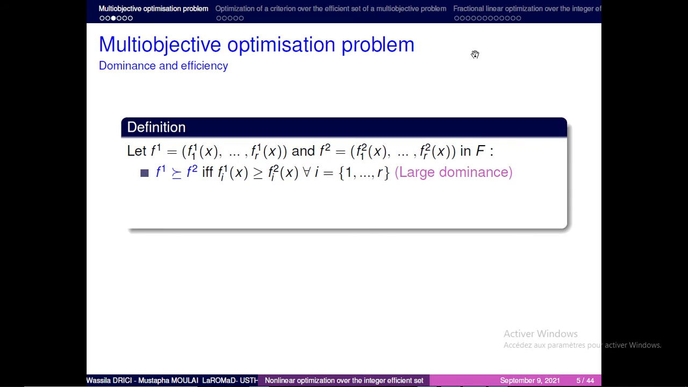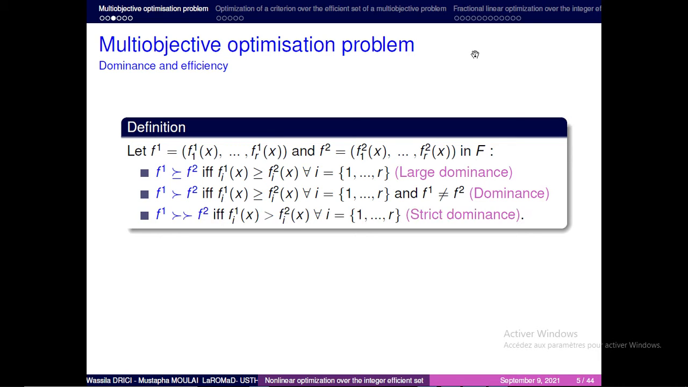Now we define the two concepts, dominance and efficiency. Let F1 and F2 be in objective space. We say that F1 largely dominates F2 if and only if F1 is at least as good as F2 on each of the criteria. We say that F1 dominates F2 if and only if F1 is at least as good as F2 on each of the criteria, and F1 is different from F2. And we say that F1 strictly dominates F2 if and only if F1 is strictly greater than F2 on each of the criteria.